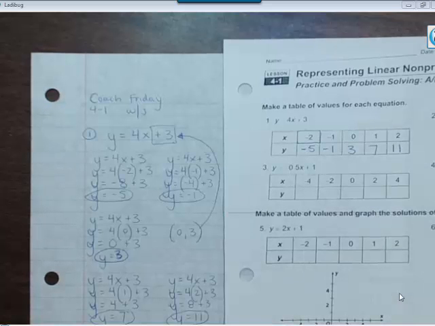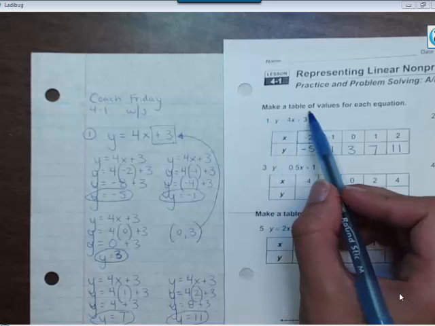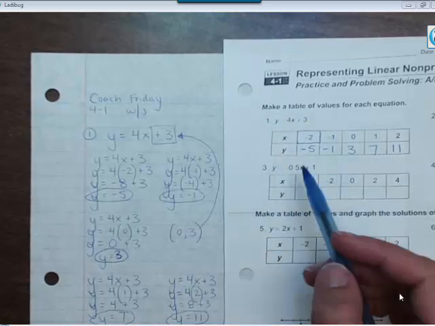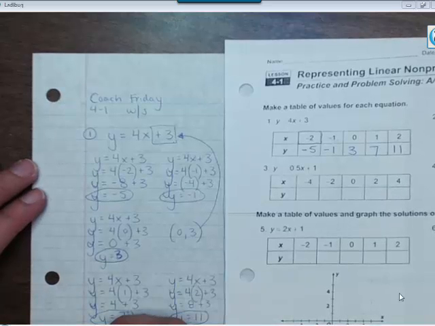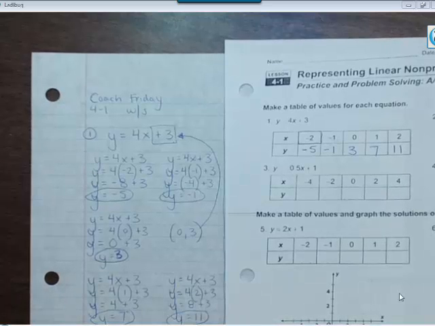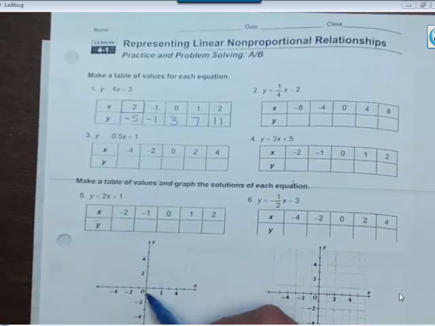Alright, so now that you have your table filled out, I'm making sure of my directions: make a table of values for each equation. So I did that. You are to do this for number 2, 3, and 4. Okay, number 5, same thing. You're going to have to show your work, and then you're also going to have to plot them. So remember, use your notes when you plot the points.